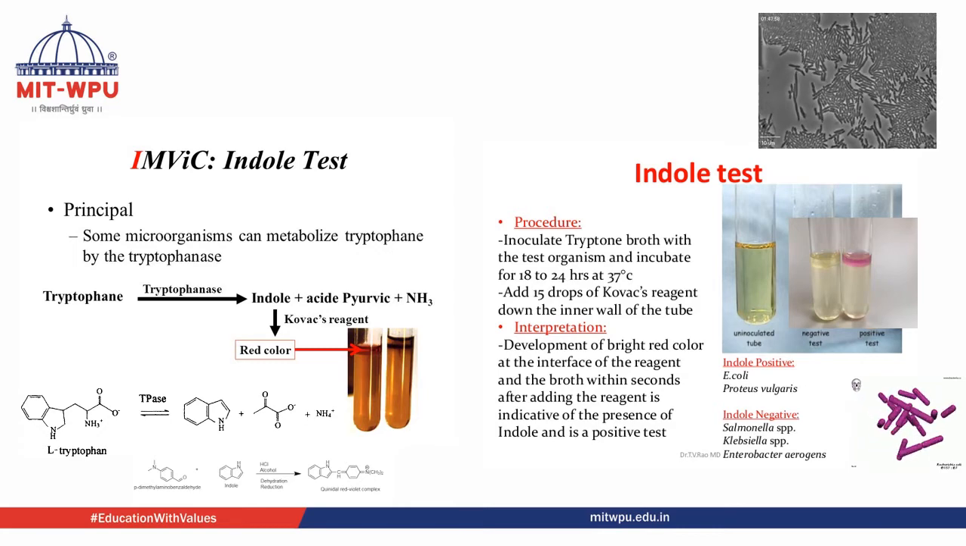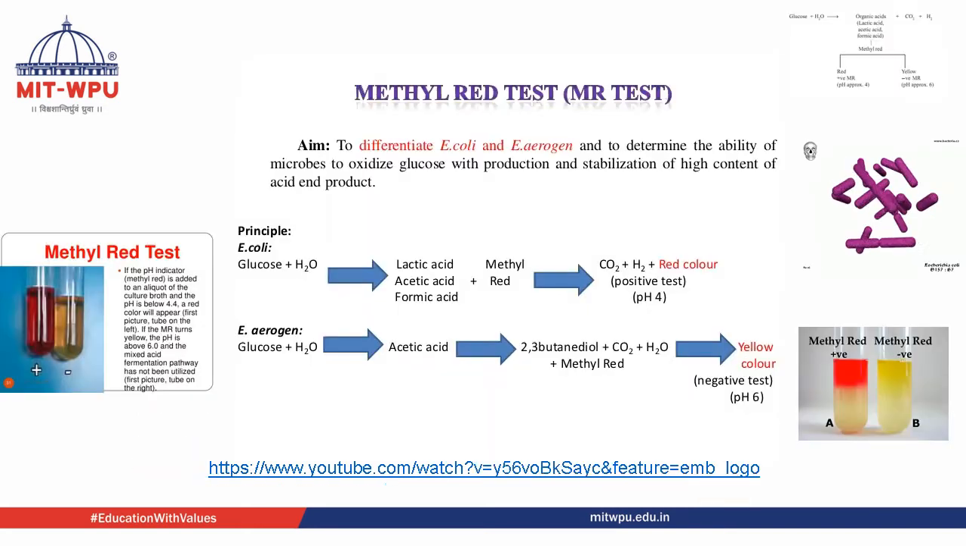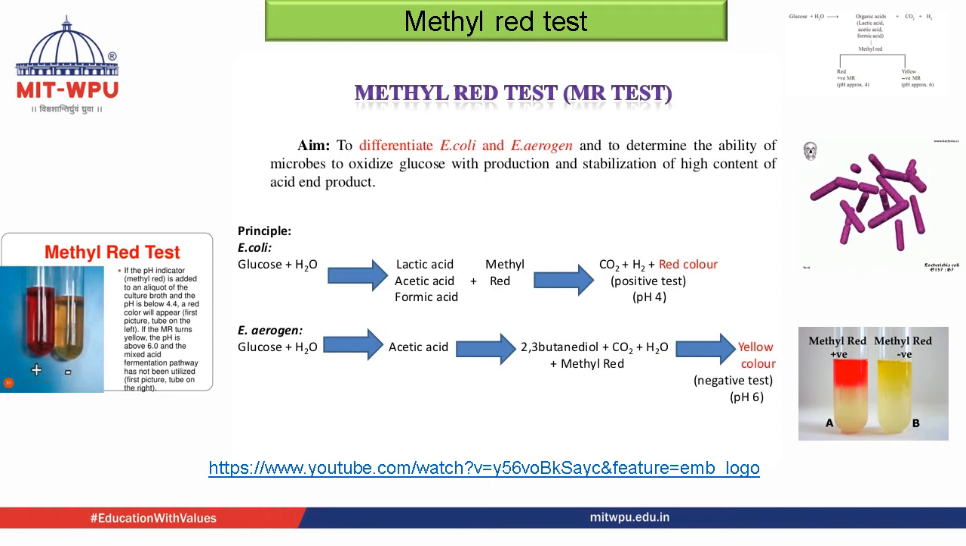The next test is the methyl red test. After the indole test, what is the aim of this test? To differentiate E. coli and Enterobacter aerogenes, and to determine the ability of microbes to oxidize glucose with production and stabilization of a high content of acid end products. In this test, we take a glucose sample and add the sample that is subjected to testing. Over a period of time, after incubation, if acid is produced, the organic acid can be detected by adding methyl red indicator.